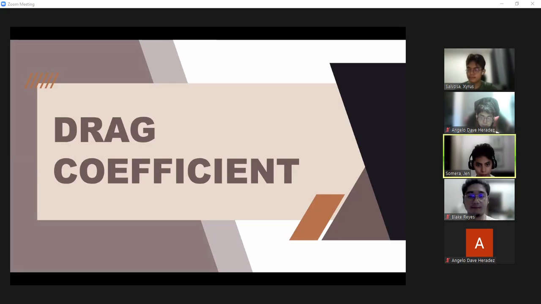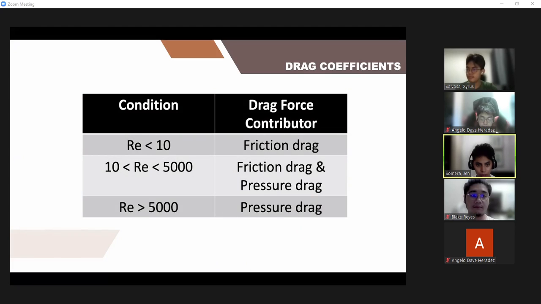Now it is time to discuss the drag coefficients of the figures. With that said, the drag coefficient varies depending on the Reynolds number found in the behavior of the flow. The drag force is attributed to friction drag when there is a low Reynolds number, or Re is less than 10, and to pressure drag when the Reynolds number is high, Re is greater than 5,000. In between this range, both friction and pressure drags are significant in causing the drag force.